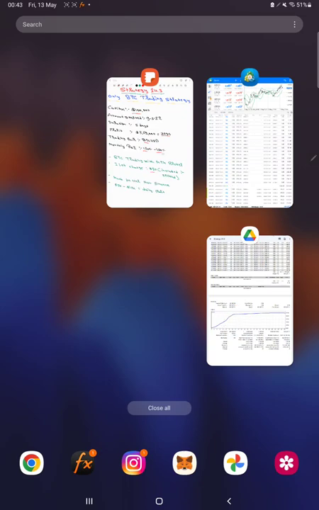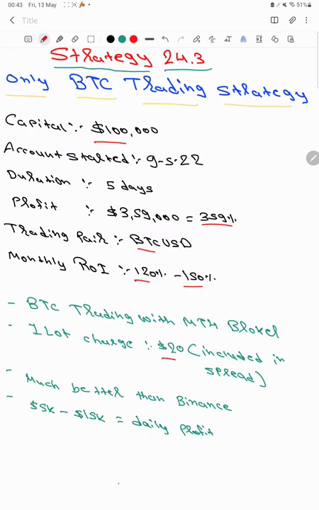So starting the video from the first part, here we represent strategy number 24.3. As you can see, it is strategy 24.3, only and only BTC trading, only BTC USD will be traded, and the initial capital is $100,000 here. The account start date is 9th of May 2022, and it has been almost 5 to 6 days since we started this strategy, and the current profit is $359,000, which means almost 359% returns we have achieved so far. Hopefully we will reach the 1 million target soon, because our target is $10,000 to $15,000 profit on a daily basis for this strategy.